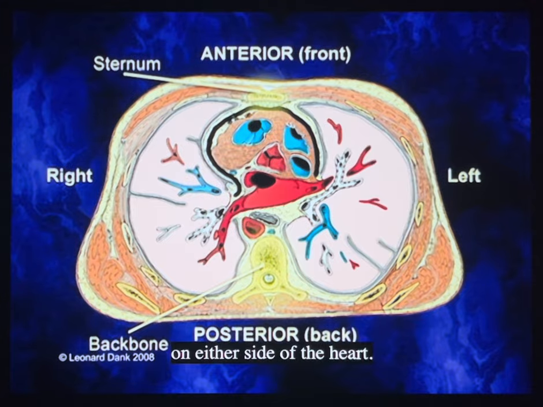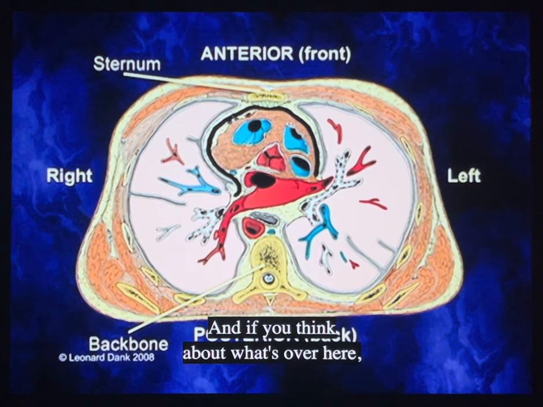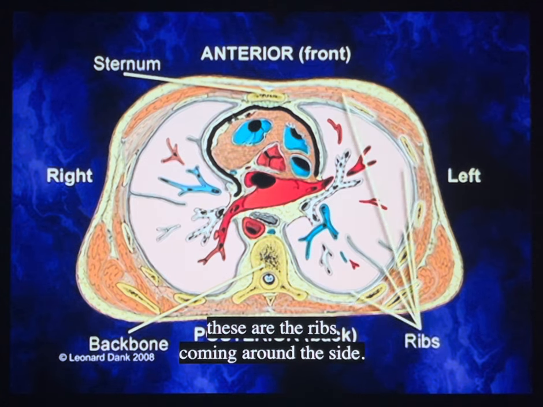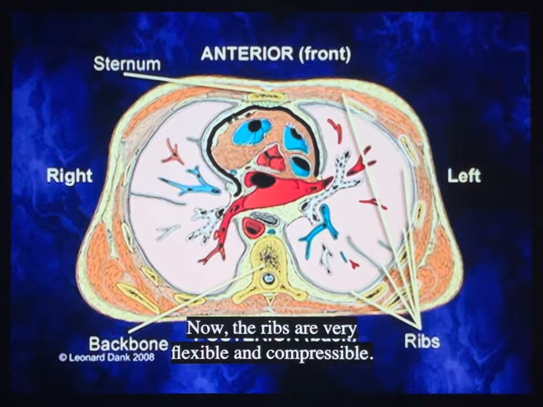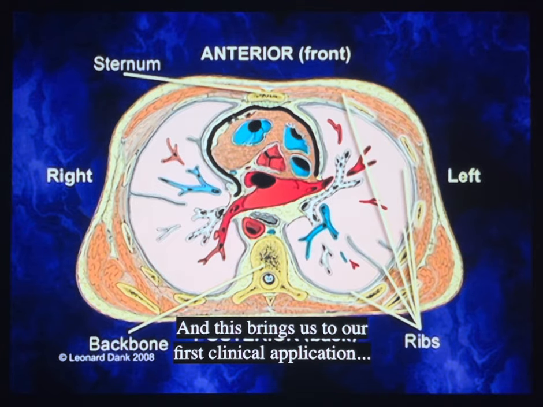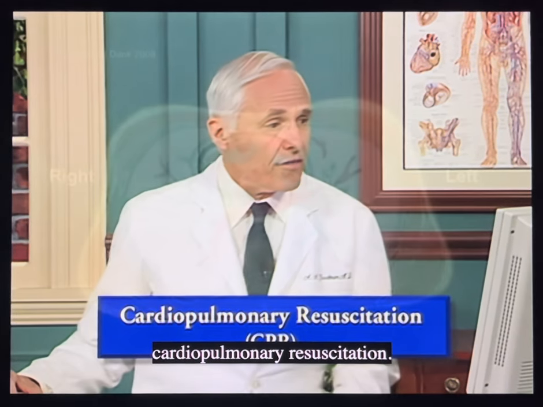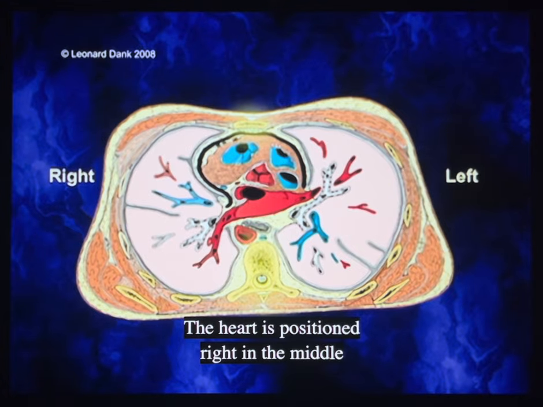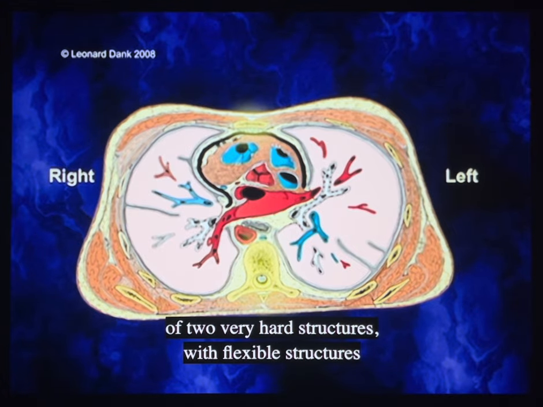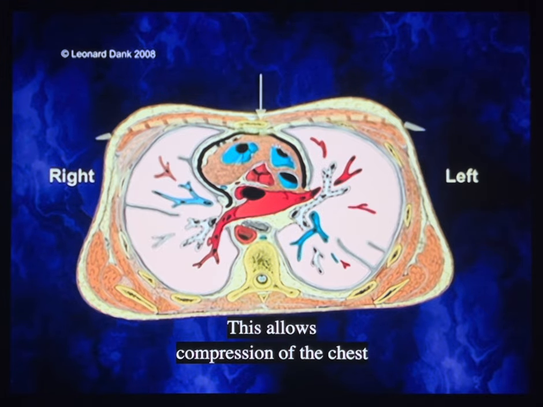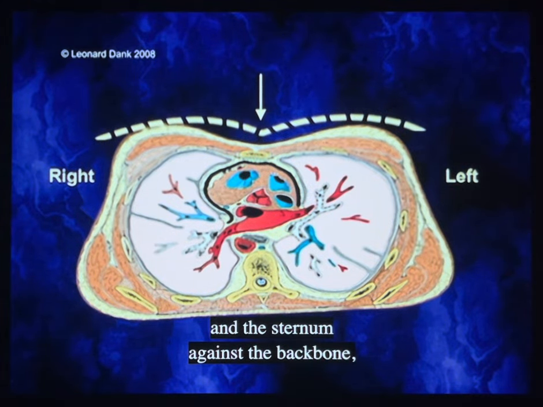The sides are pretty soft. That's where the lungs are. And if you think about what's over here, these are the ribs coming around the side. Now, the ribs are very flexible and compressible. And this brings us to our first clinical application, cardiopulmonary resuscitation. The heart is positioned right in the middle of two very hard structures with flexible structures on either side. This allows compression of the chest and the sternum against the backbone with the heart in the middle.